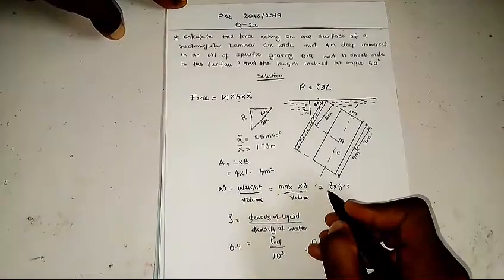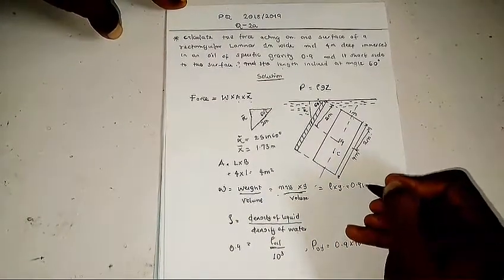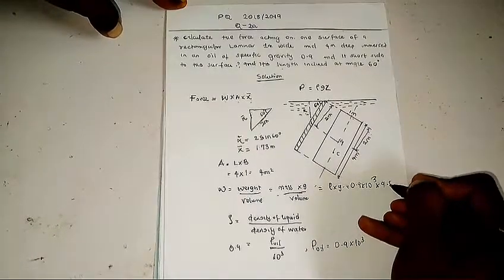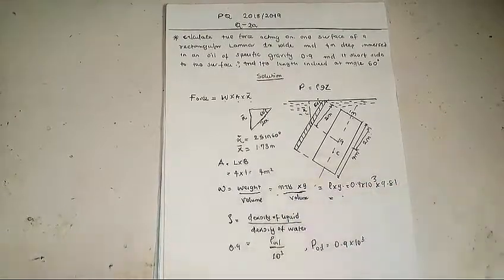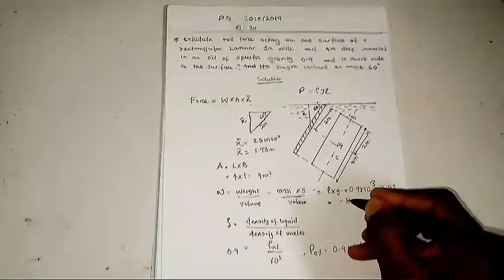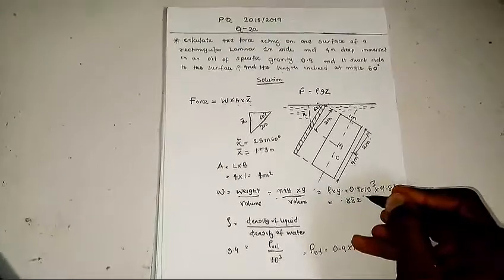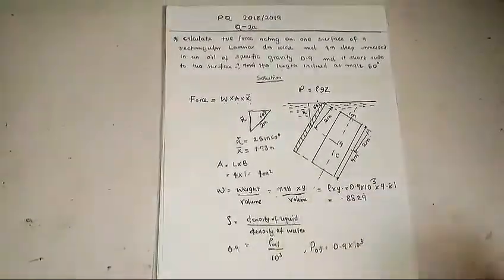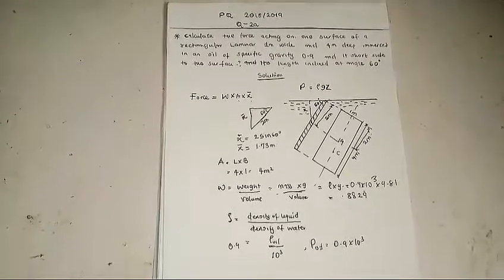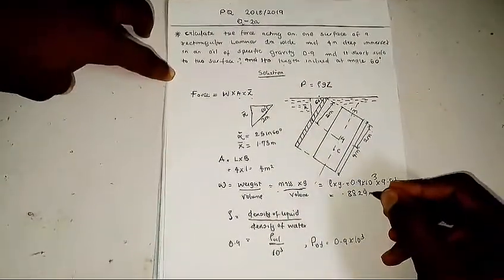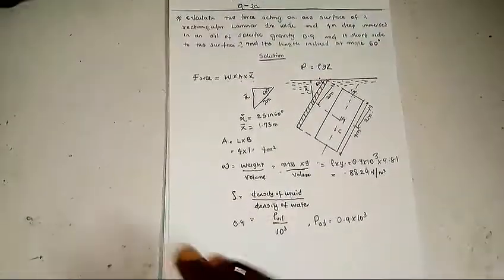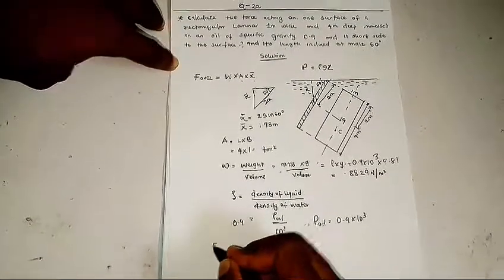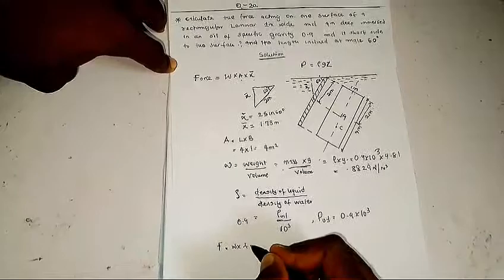So I've gotten that. Going back to my weight density, I have 0.9 times 10 raised to the power 3 times 9.81. So basically, my weight density gives me 8829 Newton per meter cube. So now I have gotten all my parameters. It's just for me to substitute back into my formula, which says my F is equal to my weight density times my area times the depth.